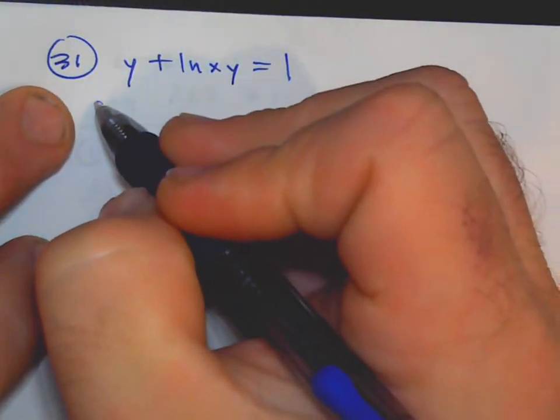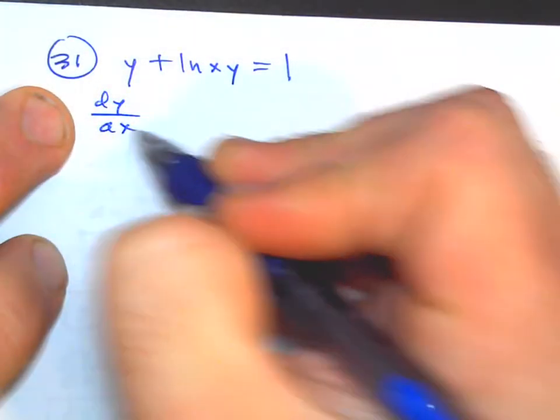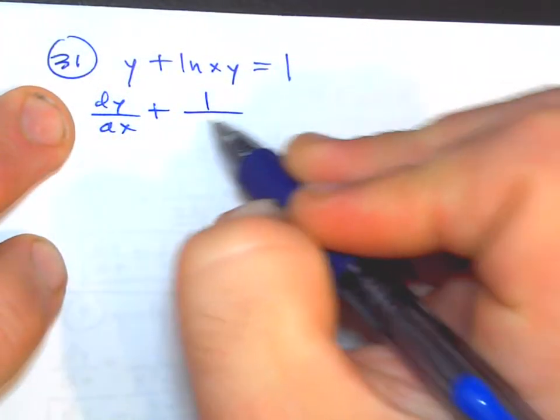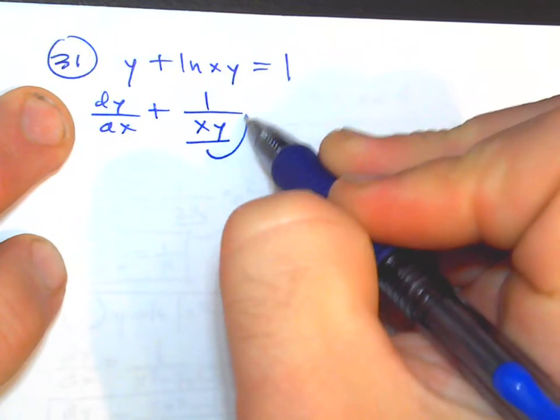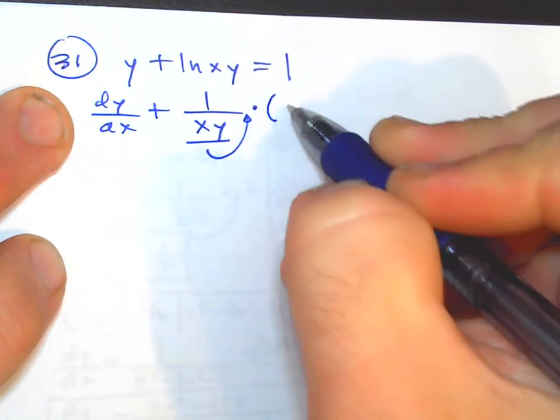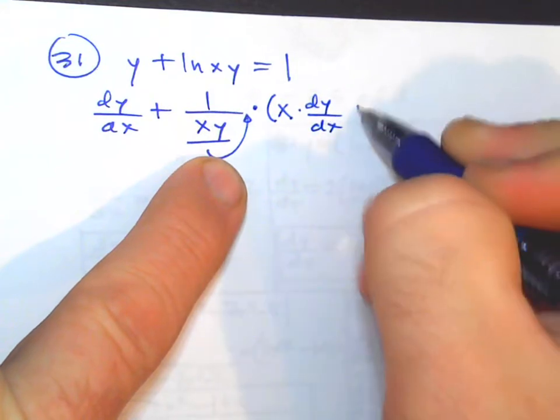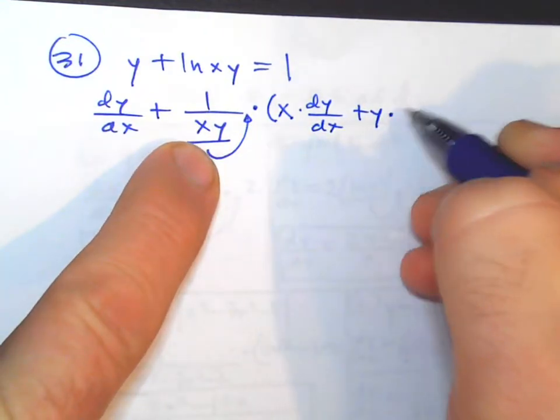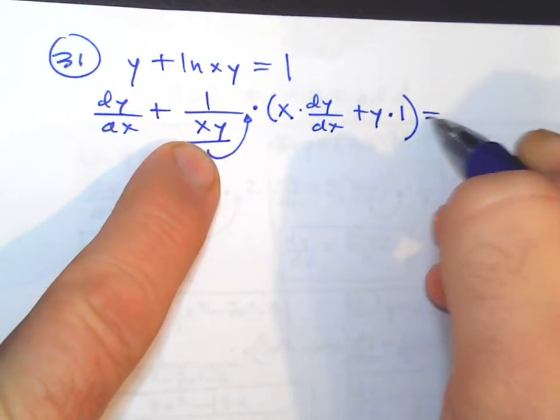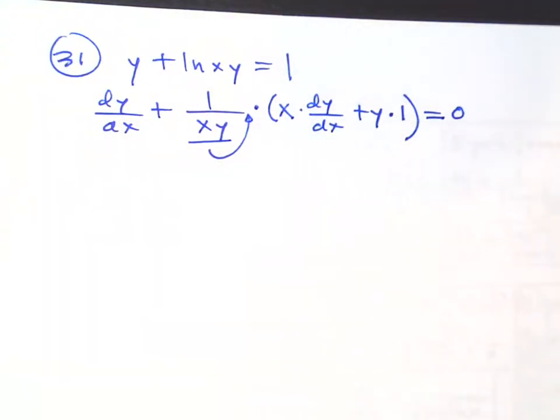So we're going to take the derivative with respect to x, so dy dx plus 1 over what's inside times the derivative of what's inside, which is a product rule. x times the derivative of y, which is dy dx, plus y times the derivative of x with respect to x, which is 1, equals 0. So that's it.